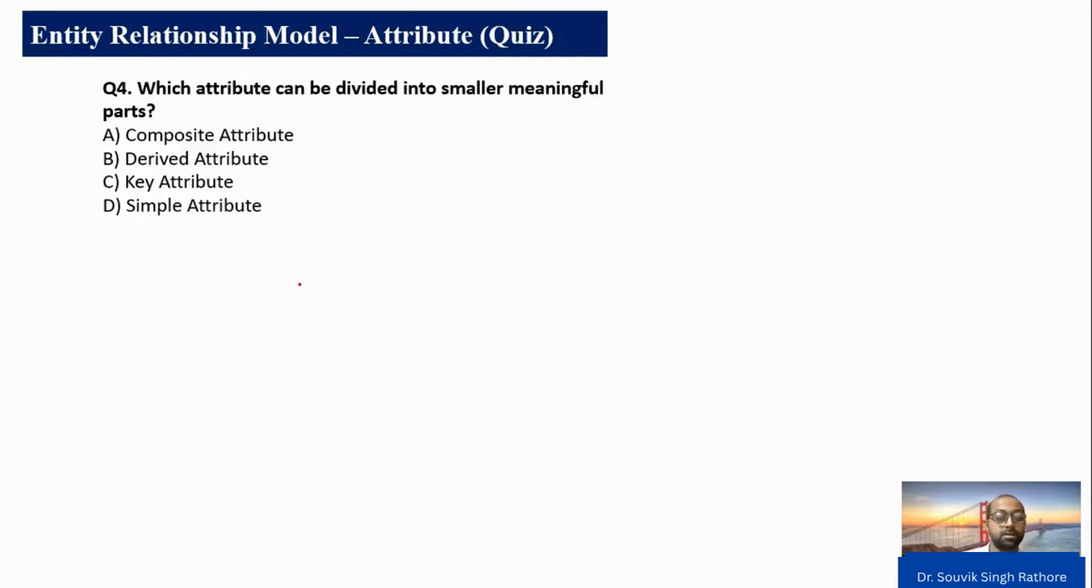Next, we move on to question number 4. Which attribute can be divided into smaller meaningful parts? Your answer is the composite attribute. A composite attribute consists of smaller sub-attributes. For example, your name can have your first name, middle name, last name, or your address can have your house number, street number, city, your state, your PIN code, etc.